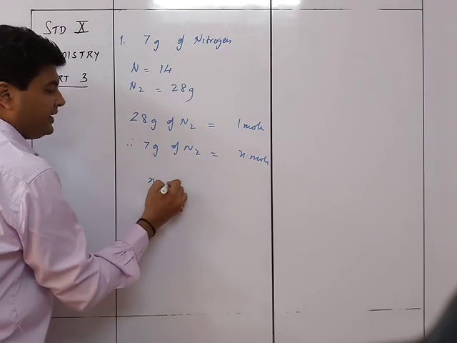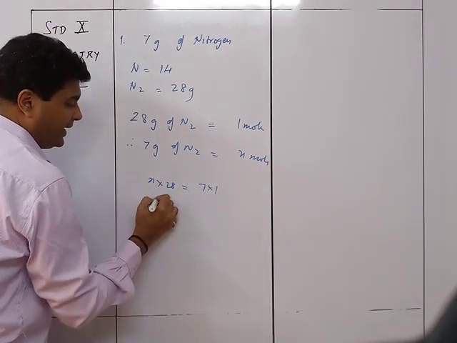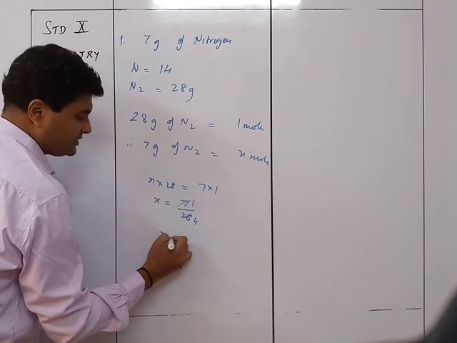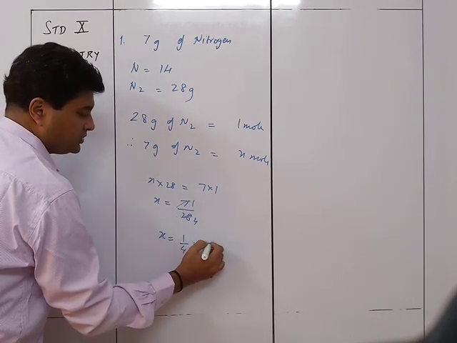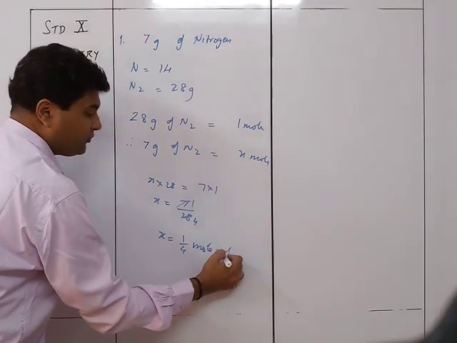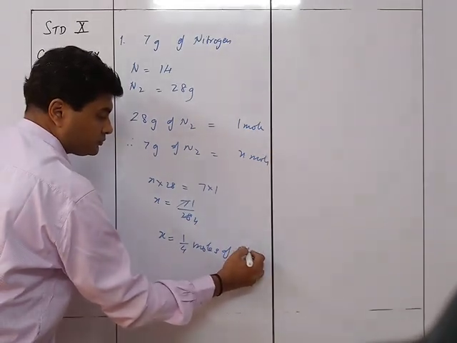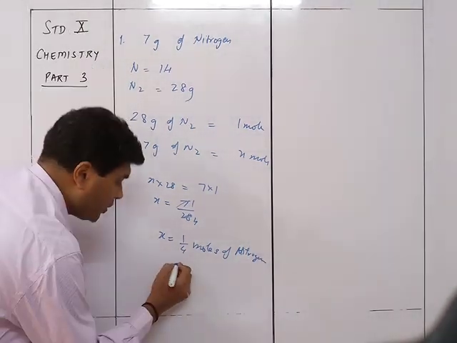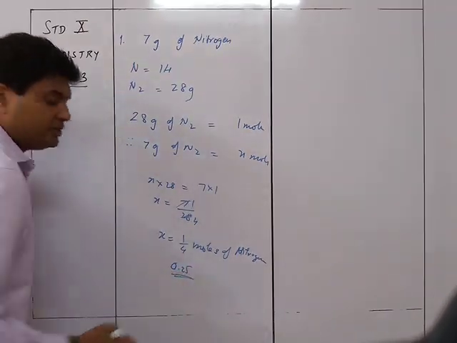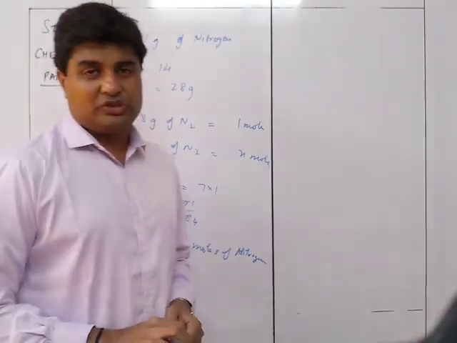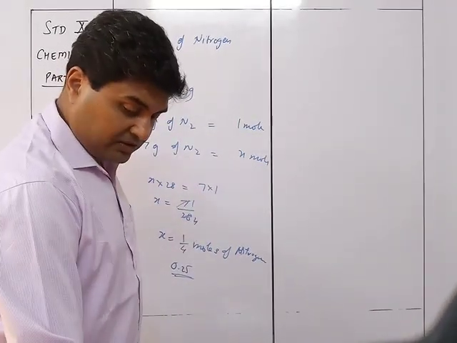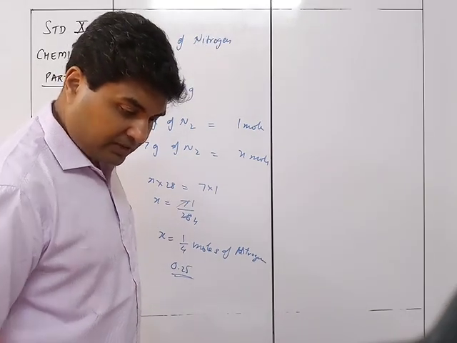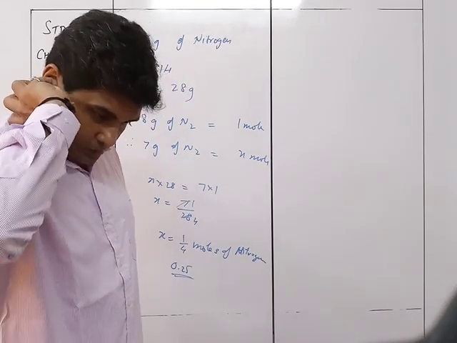So X into 28 is equals to 7 into 1. X is equals to 7 upon 28. That's 1 upon 4. So X is equals to 1 upon 4 moles. So it's 1 upon 4 moles of nitrogen. You can see it's very simple. Or you can write it as 0.25 also, not a problem. 0.25 moles of nitrogen will be the answer. We'll now see the next sum. Let's take sum number 5.